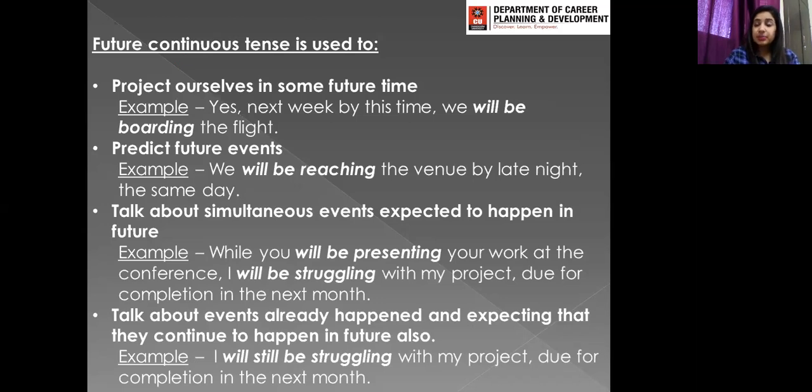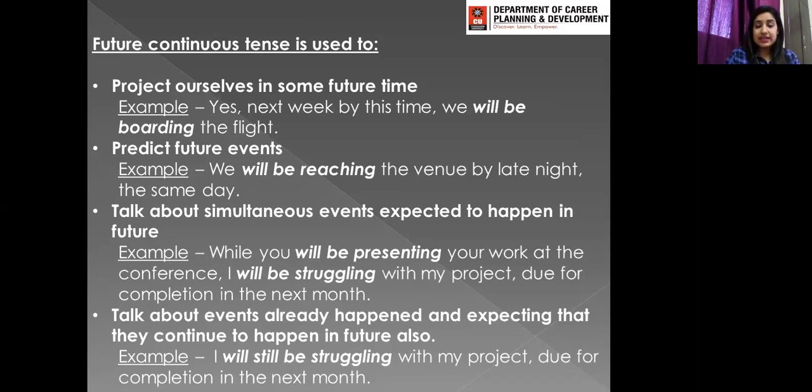The thing that you need to understand is that we are going to be focusing on the duration as well. So we will be reaching the venue late the same day. Okay, we will be reaching the venue. So this is future. Next is to talk about simultaneous events expected to happen. When two things are going to happen in the same time frame in the future, they are also recognized by the future continuous or the future progressive tense.